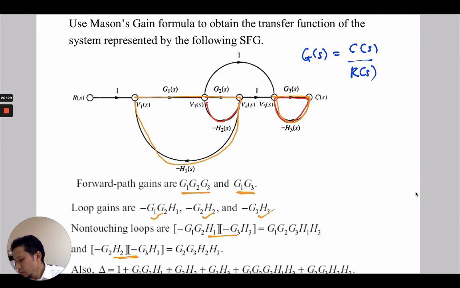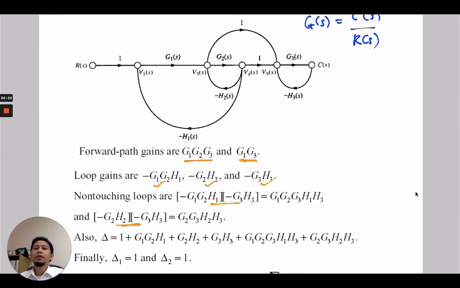Now let's see if we have non-touching loops taken three at a time. We have no non-touching loops taken three at a time. We only have up until two non-touching loops taken at a time. So we already have all the information necessary to do the Mason's gain formula.